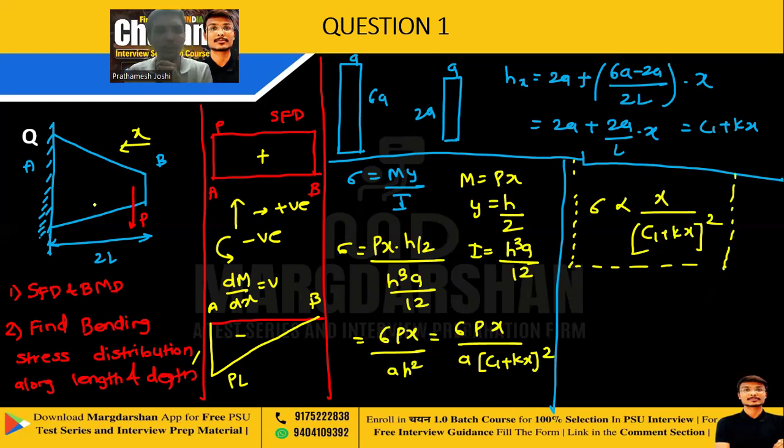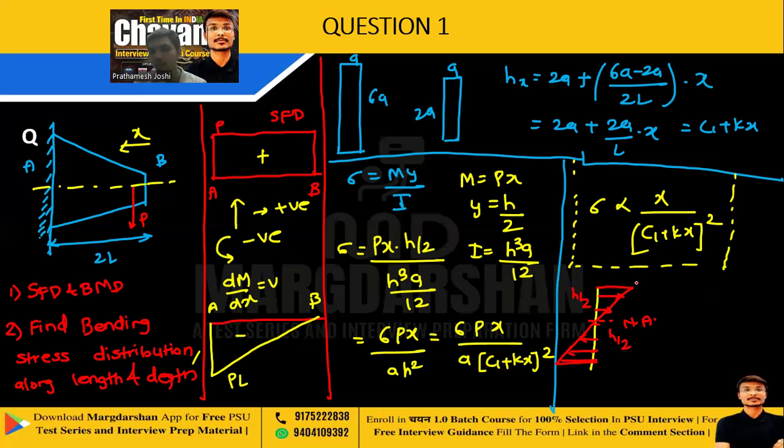Now along the depth, this can be considered as the neutral axis over here. If we consider any section, I will use another color. The upward side will be in tension, and the bottom side will be in compression. Simple. This is the neutral axis, NA. This is h by 2, and this is also h by 2. So this is how bending stress will vary along the depth.